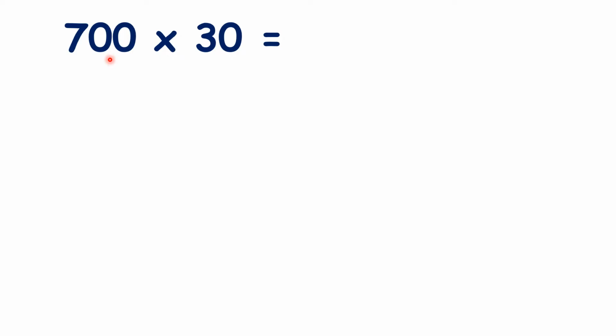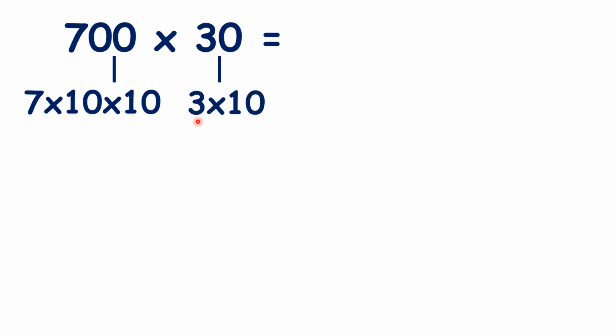We can think about 700 times 30 using what we know about factors as well. 700 is the same as 7 times 10 times 10, because 7 times 10 is 70, and 70 times 10 is 700. 30 is the same as 3 times 10. So, as the 0 digits are all at the end of our numbers, we can start by multiplying the first digits of our numbers, so 7 times 3, which is 21.